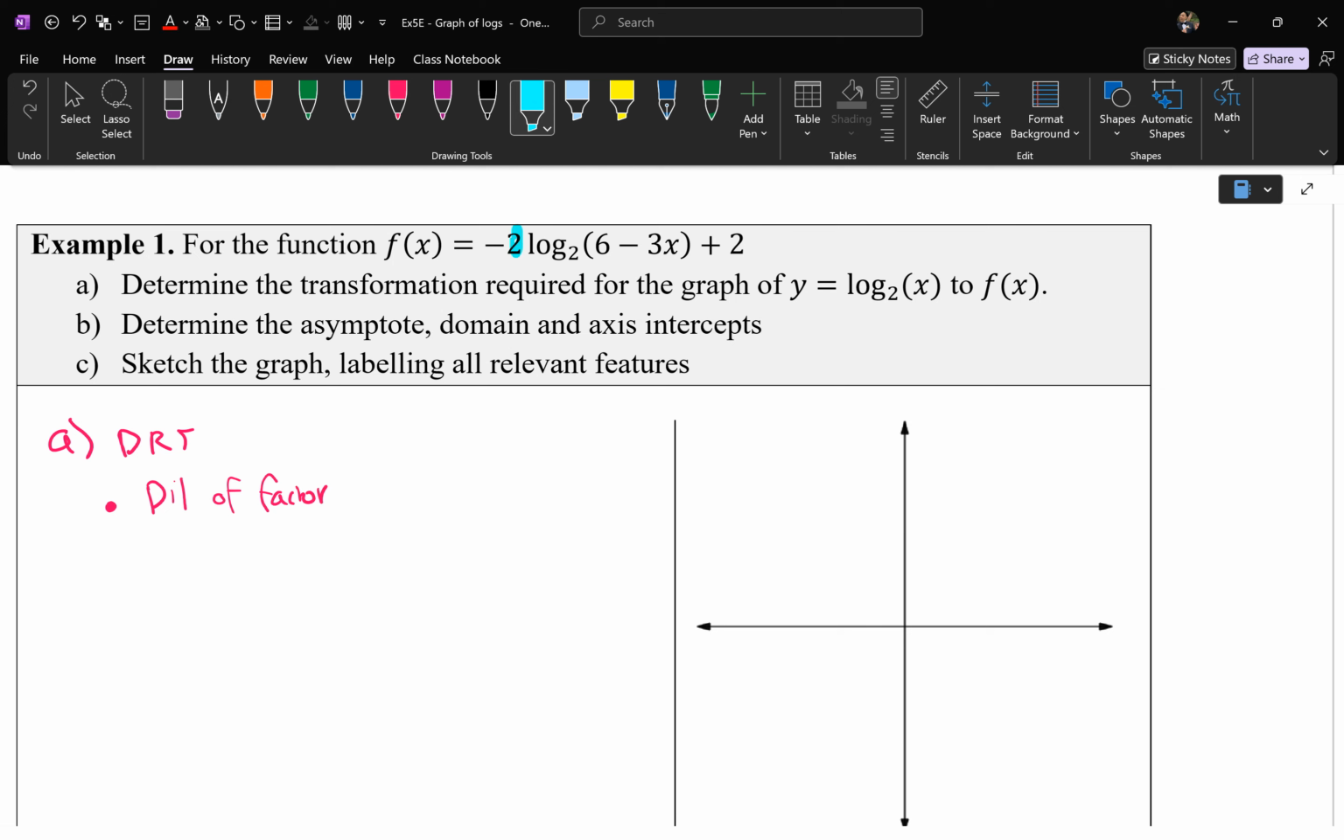Okay, so there's a 2. So that is a dilation factor because you're timesing the log. So dilation of factor 2 from? Very good, because you're affecting your y value. So it's moving away from the x-axis. So from the x-axis. Very good.